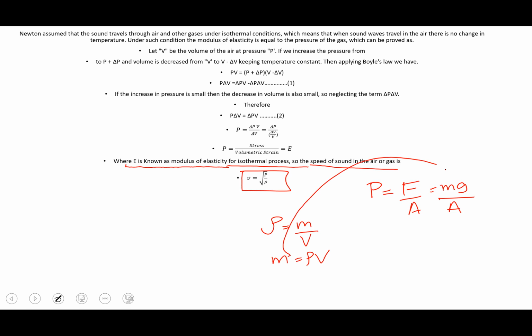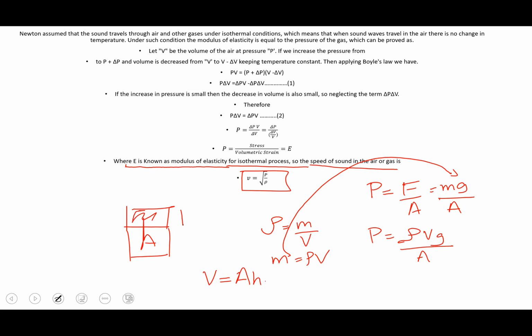Putting the value of m in this equation, what do we get? P is equal to, instead of m, we can write down rho Vg divided by A. And we can understand the definition of volume as well. Volume is equal to area into height. You can see over here, this is a cube, this is the area, and this is the height. So if we multiply these, the whole volume will be figured out.